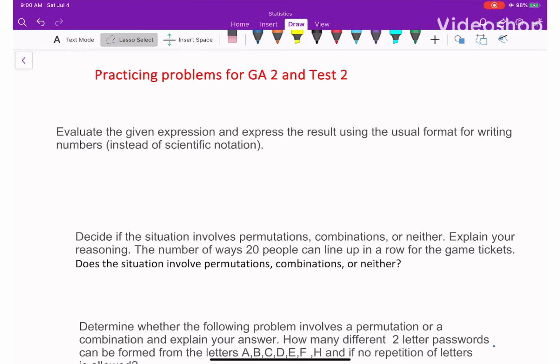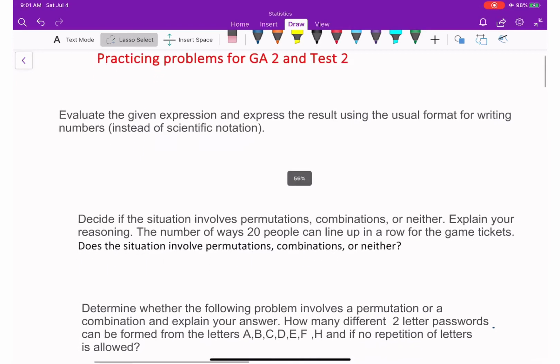I'm going to go over practicing problems that help you to do well on your group activity 2 and test 2. I didn't create practicing problems for group activity 1 and test 1 because I thought it was very easy. Okay, but it could be my opinion only. But for week 2, 3, and 4, I will do practicing problems for sure.